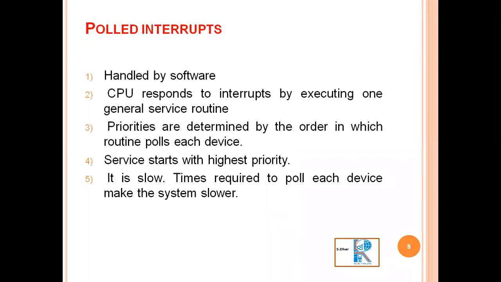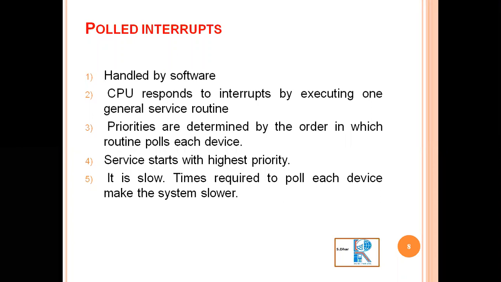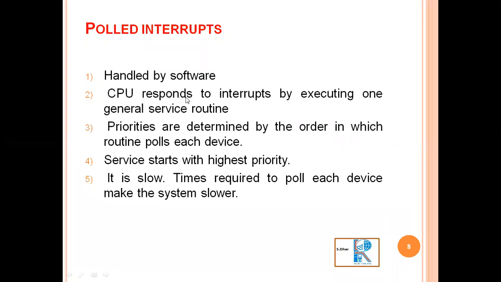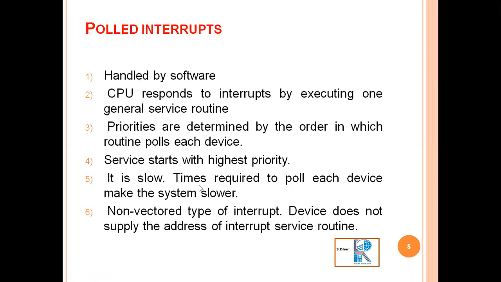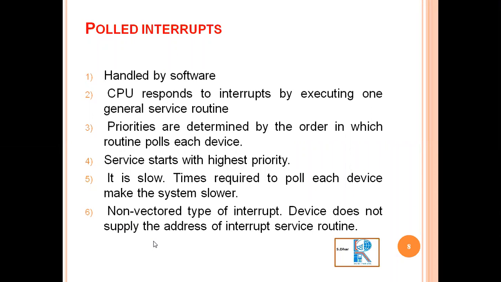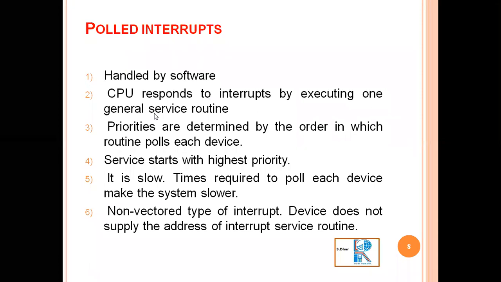Suppose there are 100 IO devices. Depending on the priority, suppose the priority is 2, then 4, then 7, then 8, the processor has to check or poll each device in the system. This is the problem with the hold interrupt, and as it is handled by software, software is slower compared to hardware. So this is the problem. This is a non-vectored type interrupt, because the device does not supply the address of the interrupt service routine. Clear? The CPU has to find out the address of the interrupt service routine.